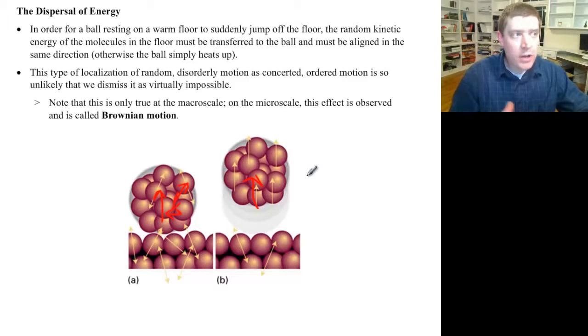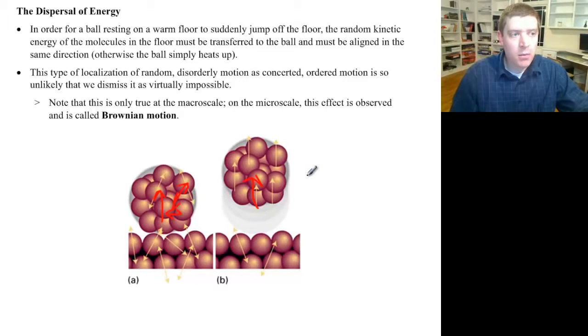Now, this type of localization of random disorderly motion, the heat, as concerted ordered motion is so unlikely for any macroscopic object that we dismiss it as virtually impossible. We say it just doesn't happen. Now, that's not true on the microscale. So this effect that is impossible is only true on the macroscale. It is in fact observed on the microscale with a single atom or molecule, or with small collections.